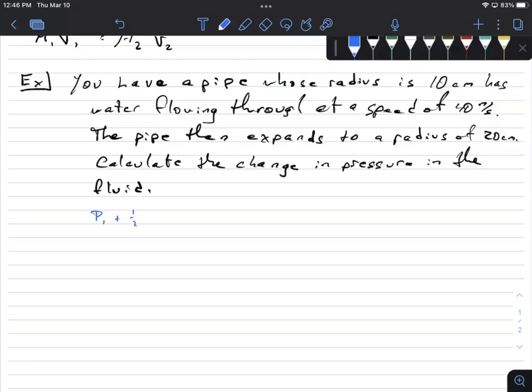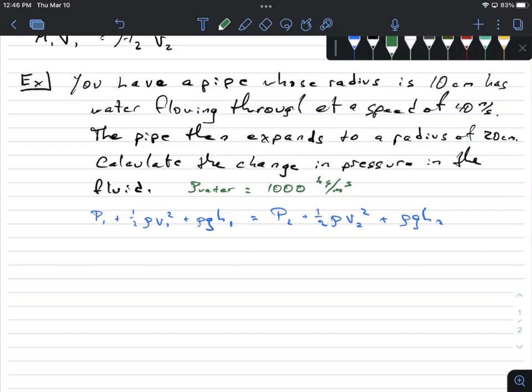P1 plus 1/2 rho V1 squared plus rho g h1 is P2 plus 1/2 rho V2 squared plus rho g h2. This is the equation I'm going to be using. One thing I need to tell you is, in the problem, let the density of water be 1,000 kilograms per meter cubed. Okay, that's just a constant about the material. The density of regular fresh water is 1,000.